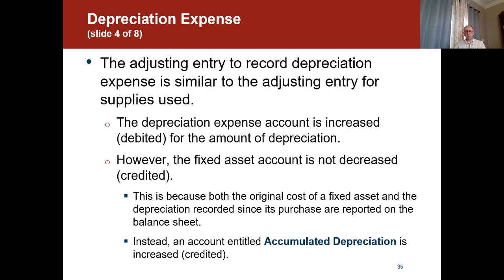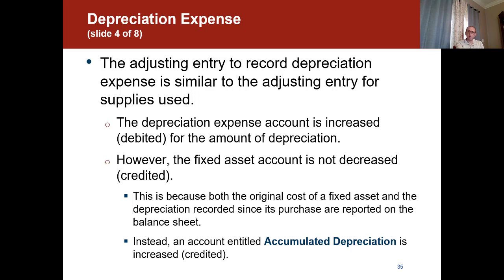The adjusting entry to record depreciation expense is very similar to the adjusting entry for supplies used. The depreciation expense account is increased, or debited, for the amount of depreciation. However, the fixed asset account is not decreased. We don't credit it. We use another account instead of directly reducing the fixed asset account, so we credit an account called accumulated depreciation. The reason is that the original cost of a fixed asset and the depreciation recorded since its purchase are reported on the balance sheet. So an account entitled accumulated depreciation is increased, or in other words, credited.